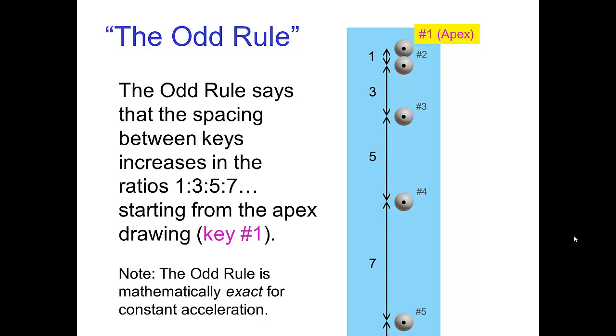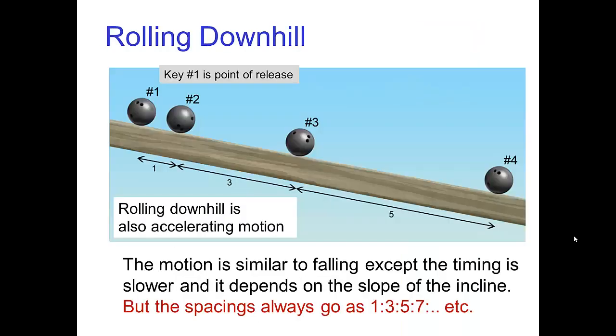Note that the odd rule is mathematically exact for constant acceleration. Rolling downhill is also accelerating motion that follows the odd rule. The motion is similar to falling, except the timing is slower and it depends on the slope of the incline. But the spacings always go as 1 to 3 to 5 to 7, etc.